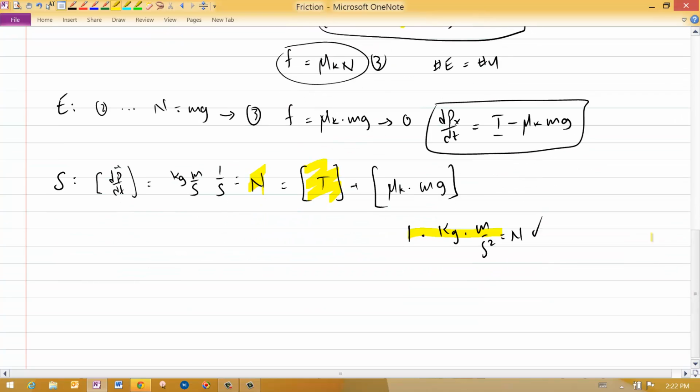Now what about the behavior? This says that if the friction goes away, if mu_k goes to 0, then dpx/dt is just T. Oh, see, I've got the units wrong there. It's T. Yeah, that's fine. dp/dt is really just T if there is no friction.